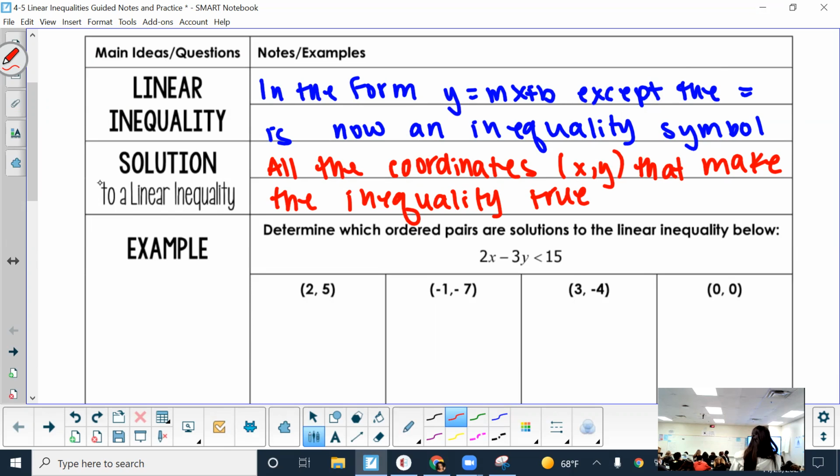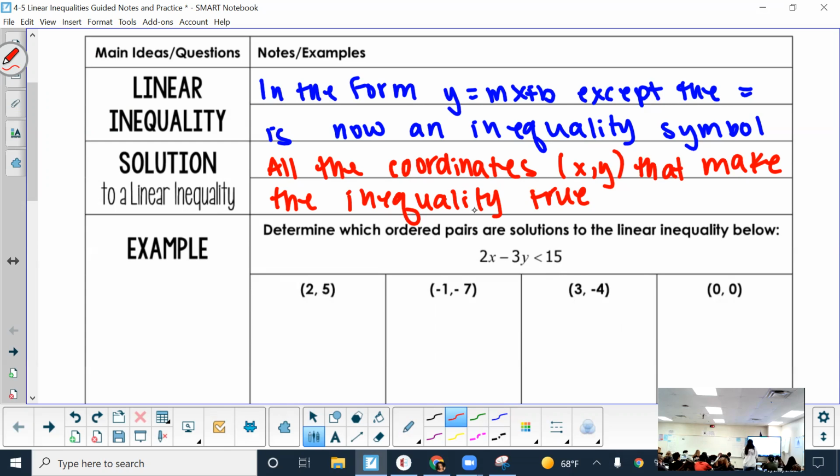All right, so questions on the vocabulary. I think it makes more sense once we start going through them. So first, we're going to determine if these ordered pairs or these coordinates are solutions to this linear inequality. You could do it algebraically, which we're going to do right now, or by graphing. You can see which one you like better.